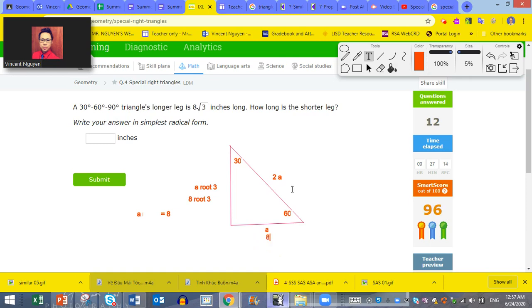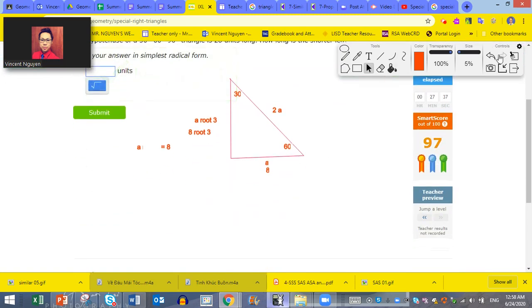And then my long leg is going to be 2 times A. But they're not asking me for the long leg or the hypotenuse. They're asking me for the short leg. So I can just put in my answer as 8. I don't have to find the hypotenuse. Now, later on, you're going to be solving a right triangle, so you will be looking for all the sides, right? But just for this problem, I'm just going to put 8 in. Submit. Okay, next one.